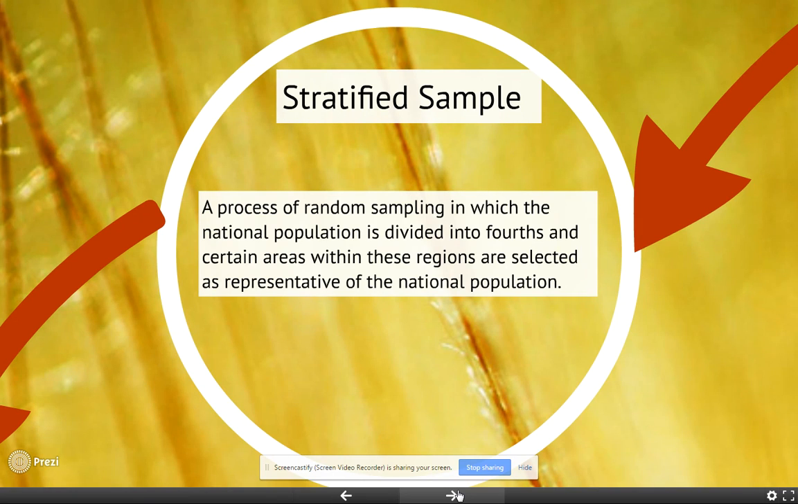Another method used to address problems in sampling is stratified sampling, in which the national population is divided into fourths, and certain areas within these regions are selected as representative of the national population. Although some organizations still rely on quota sampling, larger organizations and media polls now use stratified sampling, the most reliable form of random sample. Today, nearly every major polling organization relies on U.S. census data as the basis of their 4 sampling regions. Stratified sampling is the basis for much of the public opinion data used by political scientists and other social scientists.